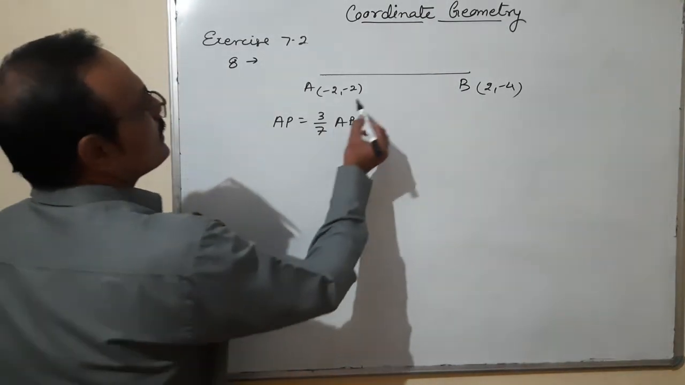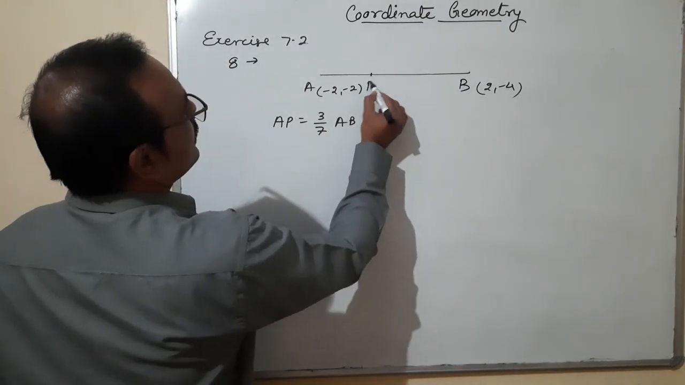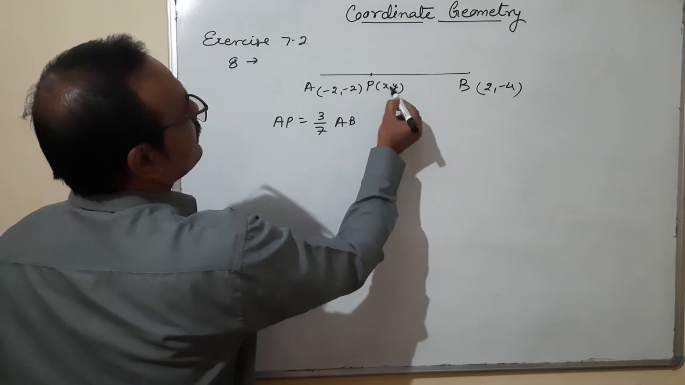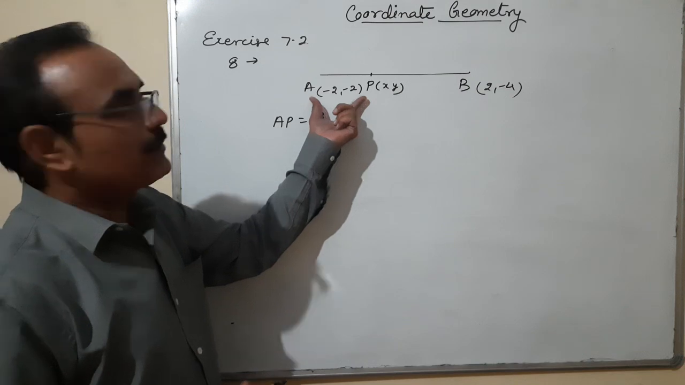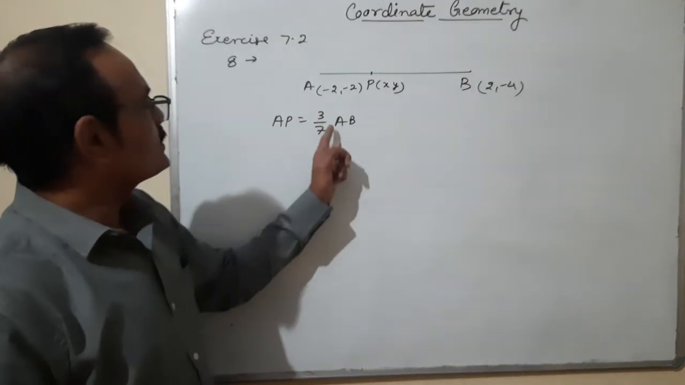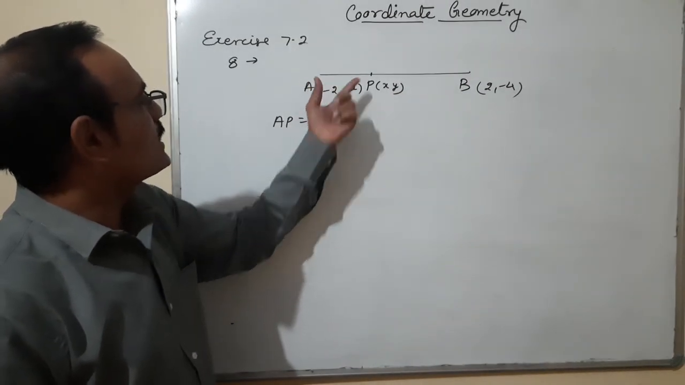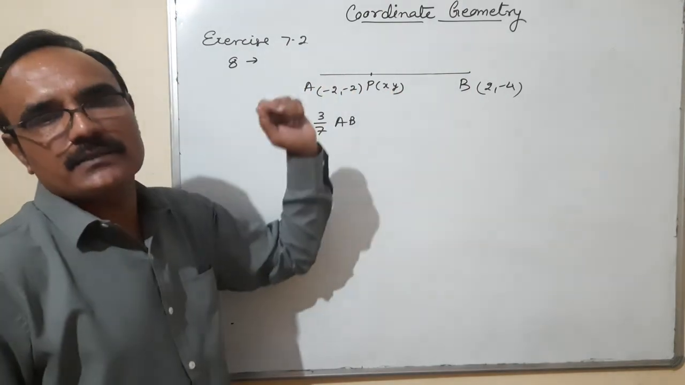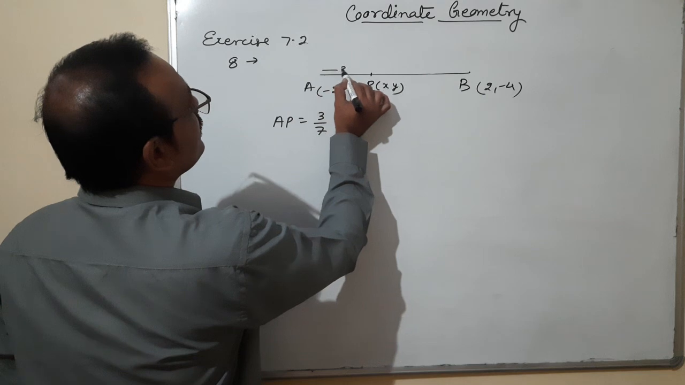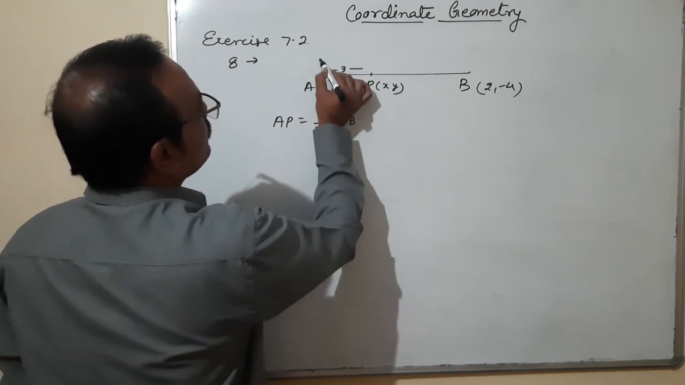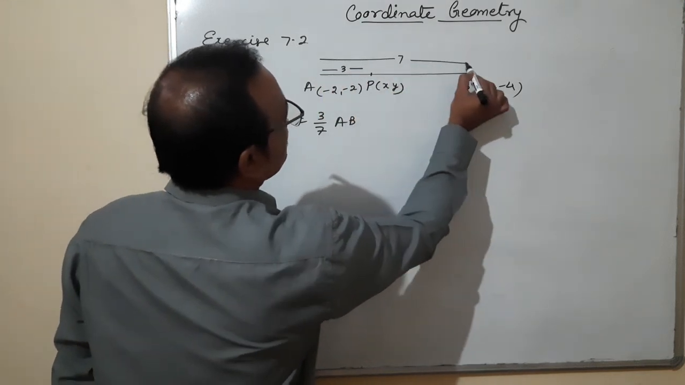What does it mean? Suppose this is the position of P, (x, y). AP is equal to 3 upon 7 AB. What does it mean? AP is 3 parts and AB is a total of 7 parts. These are 3 parts. Here are 3. And AB total, how many parts? 7 parts. This is the meaning.